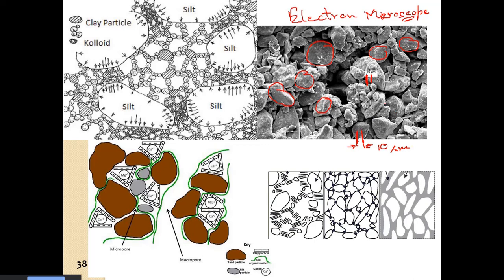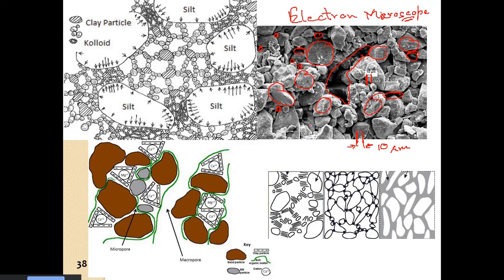This is an actual picture of soil. We see these are the soil particles. Then we see there are voids. Then there are huge voids, then other intermediate smaller voids, and then there are very small voids in between.